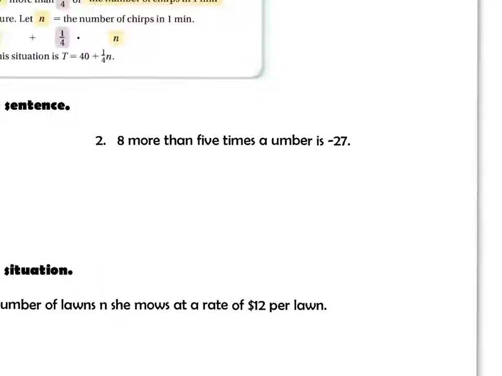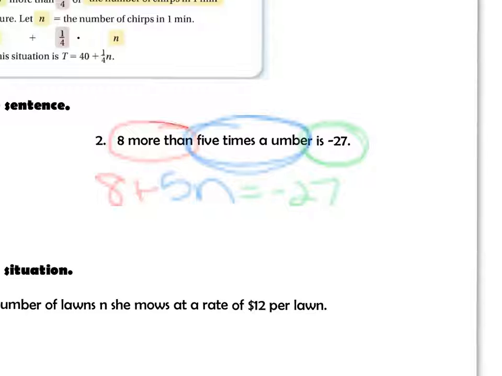Okay, let's try this next one. This one says 8 more than 5 times a number is negative 27. So first off, I have 8 more than. Okay, more than means plus. So that's 8 plus. Okay, 5 times a number. It doesn't really matter which letter you choose. Let's do n. 5n will work. Is means equals negative 27.